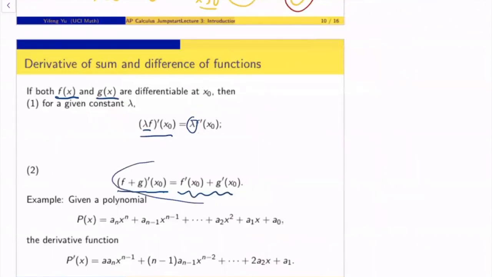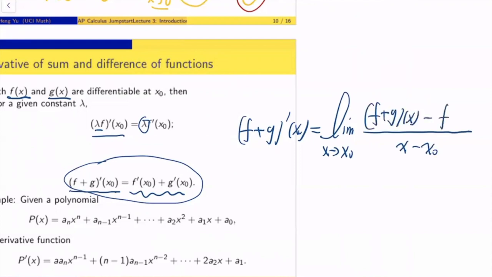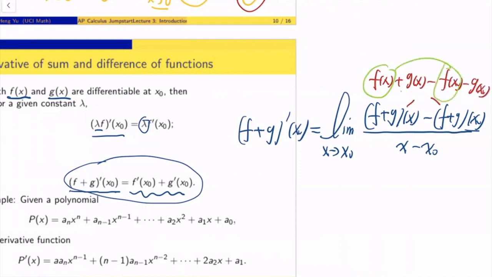For example, let's look at how you define the derivative. This equals the limit as x goes to x zero, by definition, of (f plus g)(x) minus (f plus g)(x zero), over x minus x zero. Then I can split this: f(x) plus g(x) minus f(x zero) minus g(x zero). Then we can group these two together and these two together.